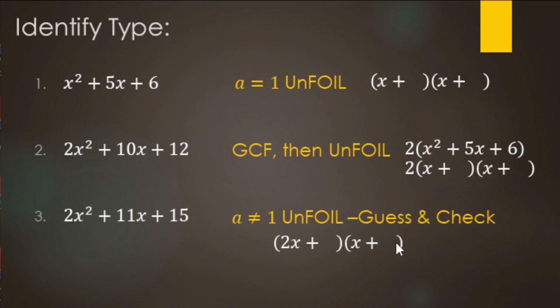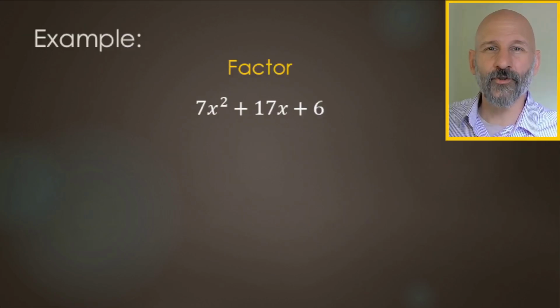And so our answer is going to look like this. And then we're going to be guessing pairs of numbers that multiply to 15. And then when you do the outers and the inners, those add to 11. You can also use like a bottoms up method or a grouping method if you want to as well. So now we're going to factor this quadratic using the guess and check method.